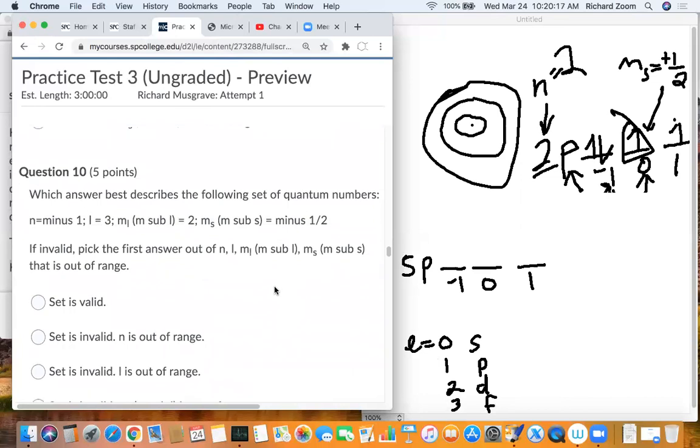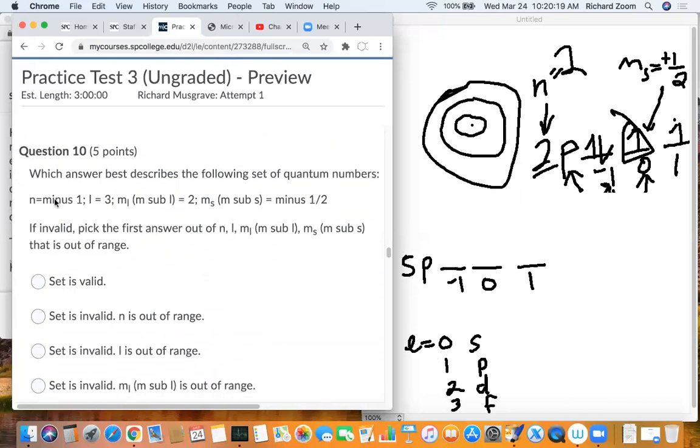Let's look at the next one. Which answer best describes the following? N equals -1. Well, N can't be 0 or -1 or anything like that. It can be 1 up to anything else, but it can't be -1. So that is invalid because N is out of range. Anybody got any questions?